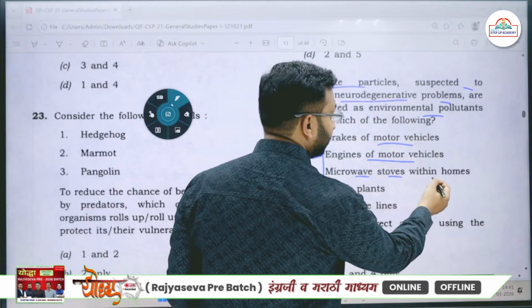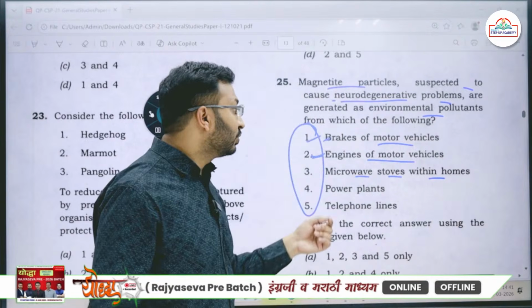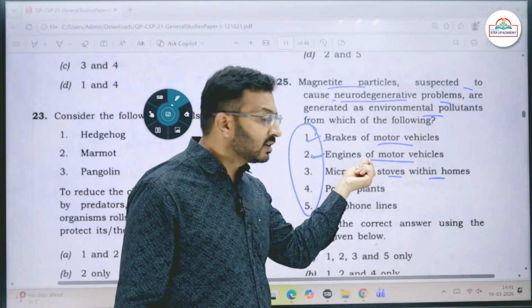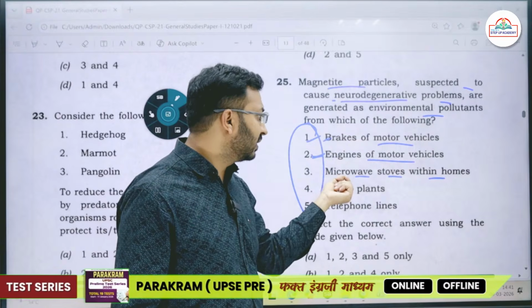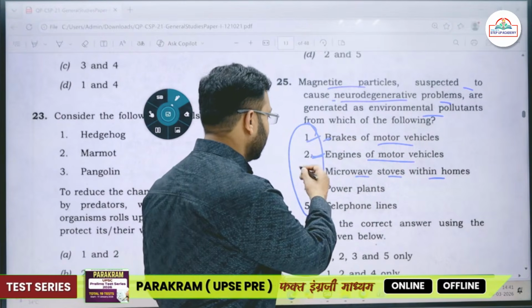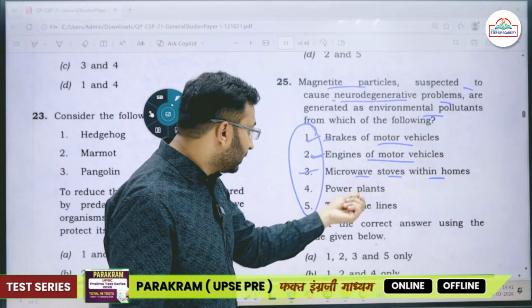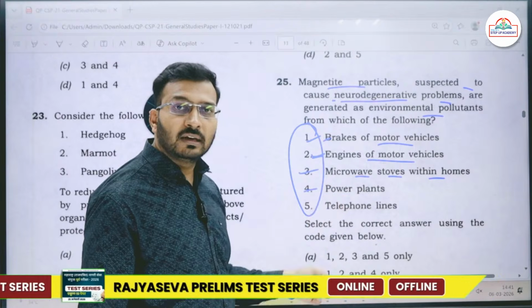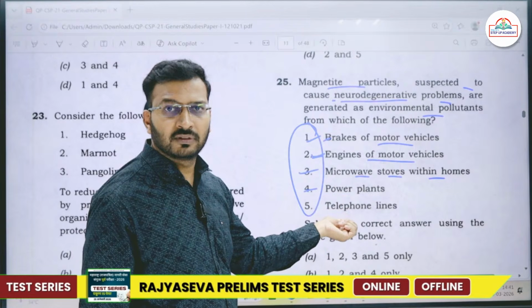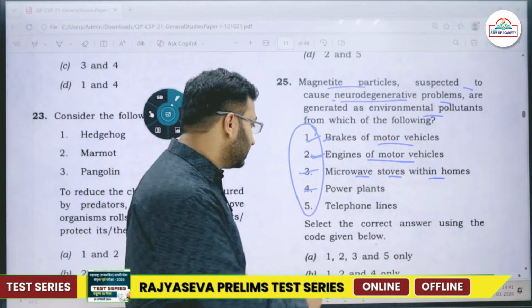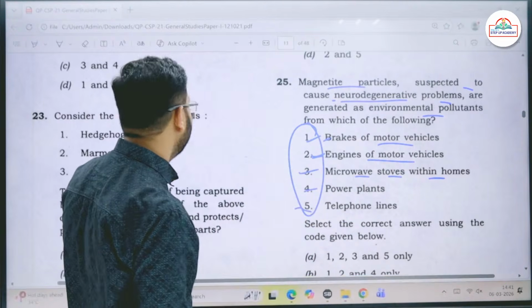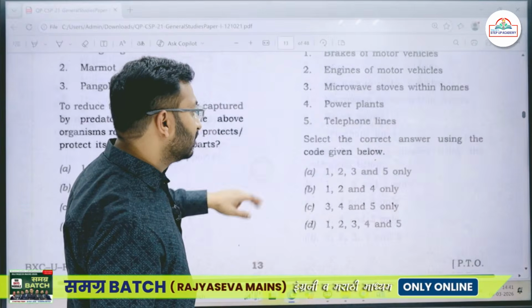Microwave stoves within homes. So engine heat is generated, brakes heat is generated, microwave stove heat is generated. Yes, it is still coming. Power plant heat is generated. Telephone lines, whether heat is generated to some extent, I would say, but to some extent might be heat generated over there.